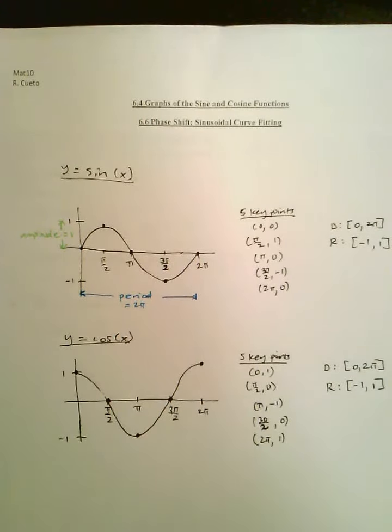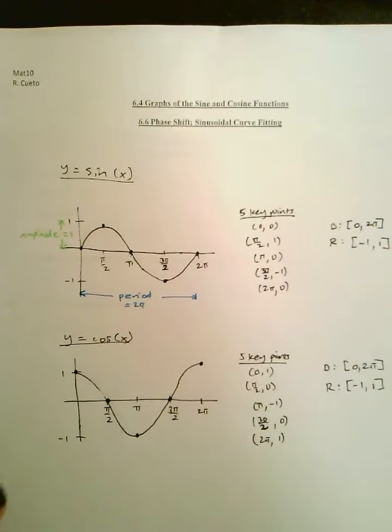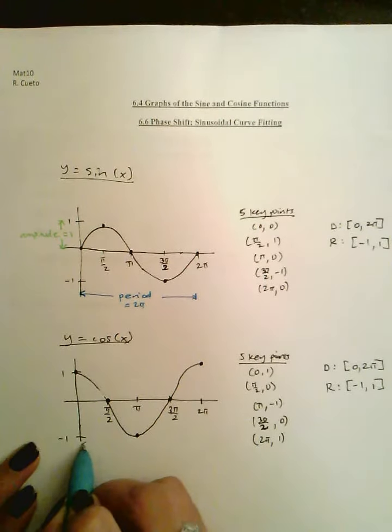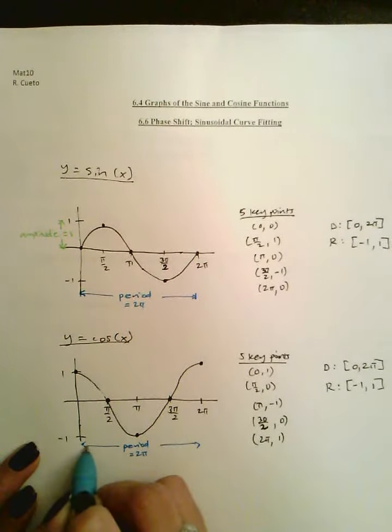So the next part is to graph these functions, but to graph them with transformations. So before I do that, let me go ahead and go over the period on this picture as well. The period is the distance between the left and the right edge. So the period is also equal to 2 pi, just like for the sine function.